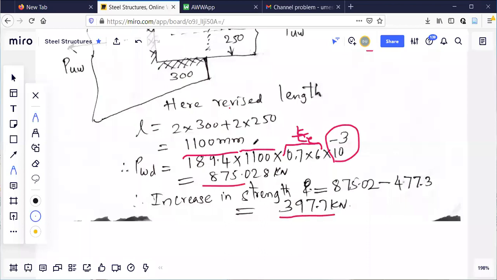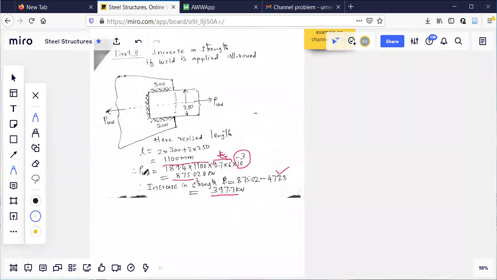This can be done like this, or directly calculate 250 into 250. Simply what you can do, if you want to get the increase, this is one procedure. One more is here, instead of 1100 you write 500. You will get this number. You replace 1100 with 250 into 2. That's all. You will get this number. Okay, what I have done is in the second case, I have once again calculated considering the entire length. Then I have subtracted from the original case 1 answer, which was 477.3. So this way you can easily solve the problem.